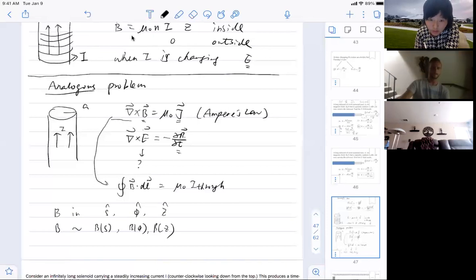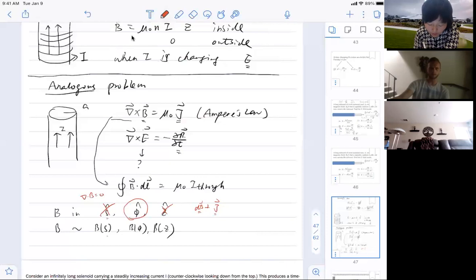So remember the argument we went through to rule out the impossible situations. First we said B cannot be in the S hat direction, because that violates no magnetic monopoles, you will have a non-zero divergence. We also said B cannot be in the Z direction because according to Biot-Savart, B is perpendicular to J. So your current is in the Z direction, so your B cannot also be in the Z direction. So the only possible situation is for B to be in the phi hat, right?